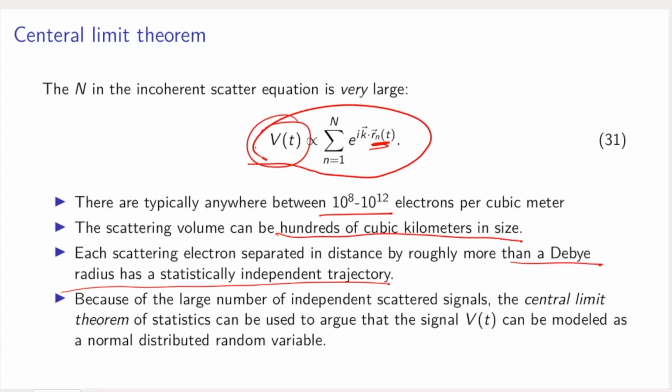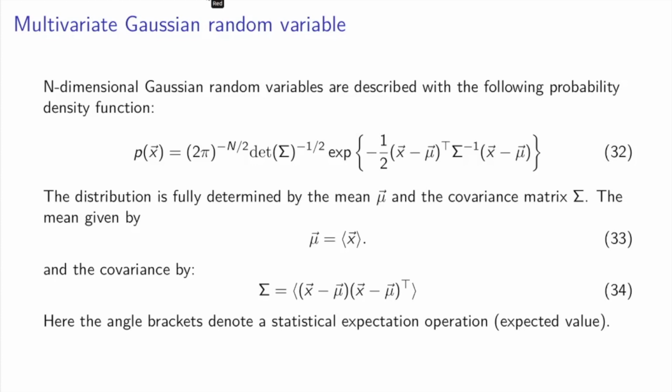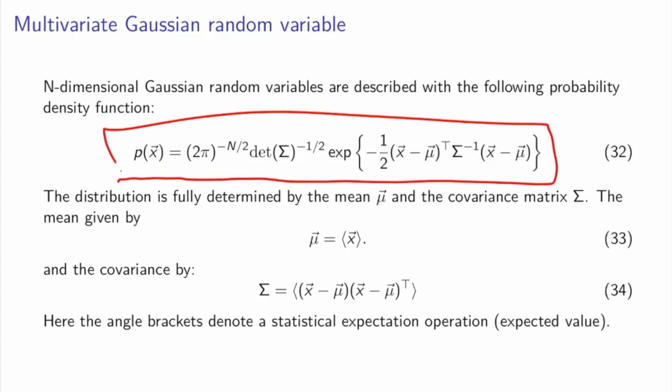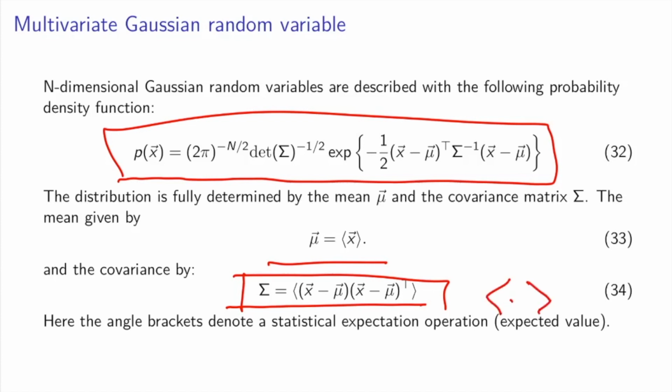In order to analyze radar signals statistically, we will need to use multivariate or multidimensional normal random variables. Such random variables are characterized using the probability density function shown in equation 32. The probability density function is completely characterized by the mean value of the random variable mu and the covariance matrix sigma. The covariance matrix sigma describes the mutual correlations between the different elements of the vector-valued random variable x. The angle brackets in this notation denote a statistical expectation of a random variable.